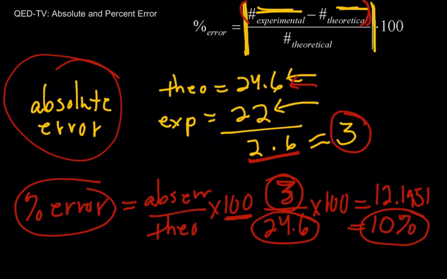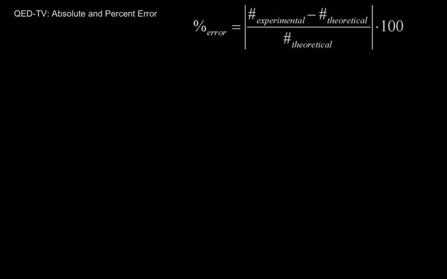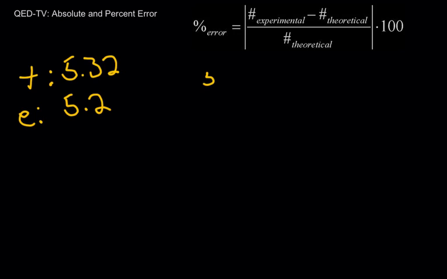Okay, we need to try a couple more of these, I think. Let's say that I have a theoretical value. Theoretical value is 5.32, and my experimental value is 5.2. Okay, so let's figure out the absolute error first. I'm going to take 5.32 minus 5.2, and I get 0.1. Yeah, just 0.1. You might say 0.10, but I have to write my answer to the least precise place.